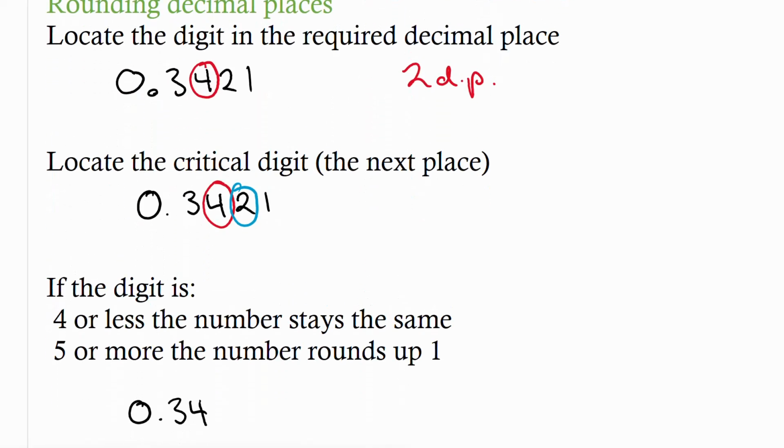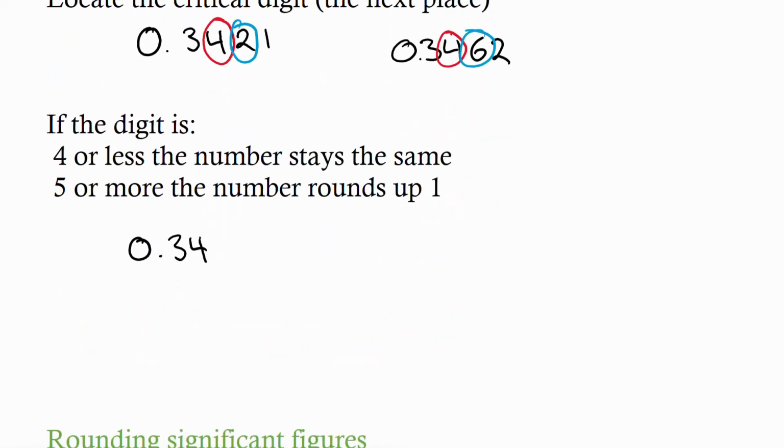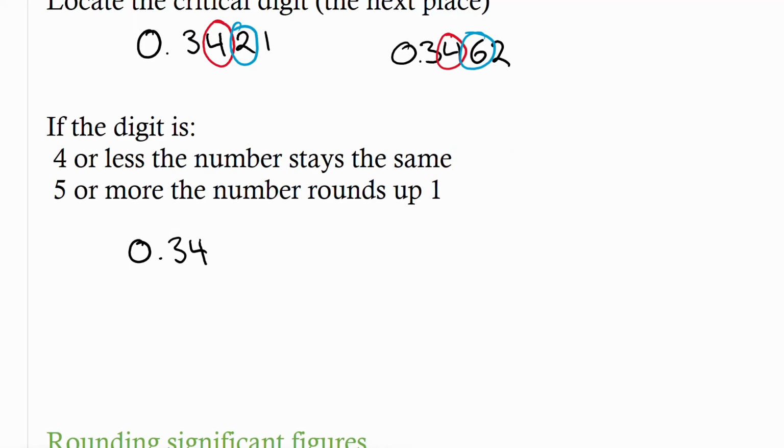Now, let's say I do 0.3462. That's my digit in the required decimal place, 0.3462. So there's my required place, and that's my critical digit. That critical digit is 5 or greater now, so my answer is going to be 0.35 because we round up 1.